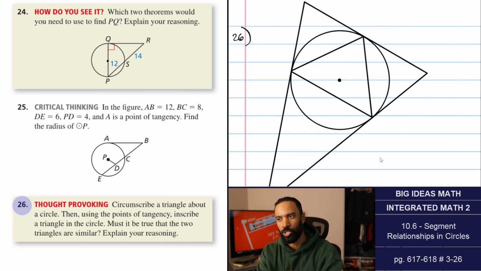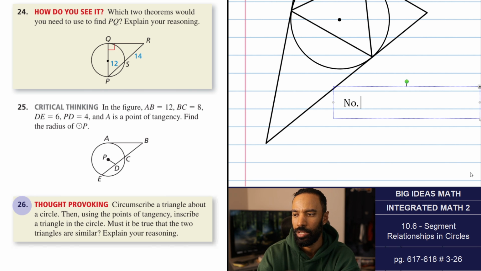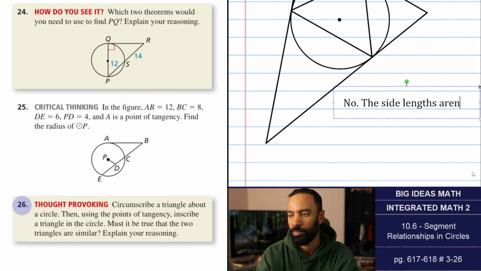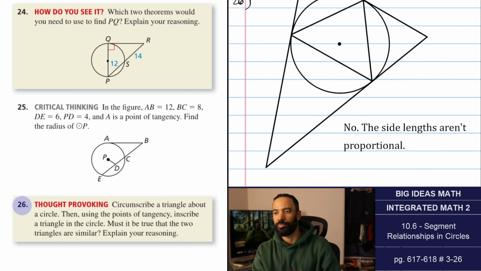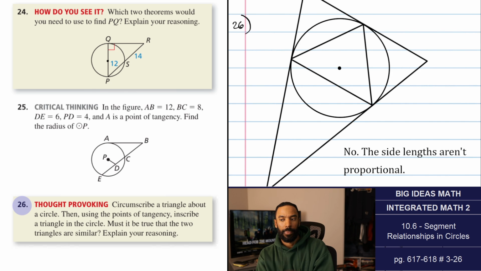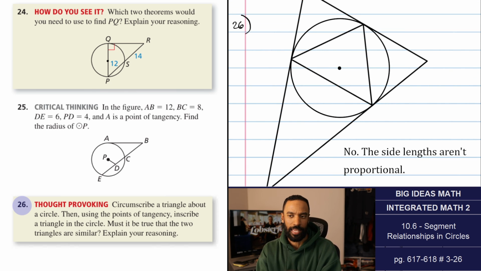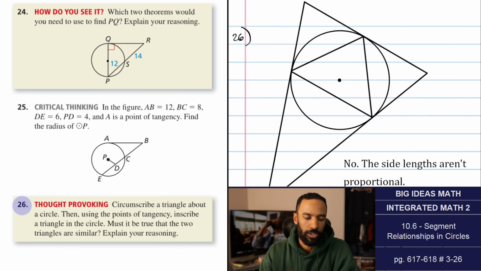Side lengths aren't proportional. I'm sure there's something else I can build off of that, but I'm not quite sure what it is. Side lengths aren't proportional. I also don't believe that you have congruent angles or anything like that. I'm just going to say that that's it. That's just a no. It doesn't look it. I tried to draw as much to scale as I could, and that's it.